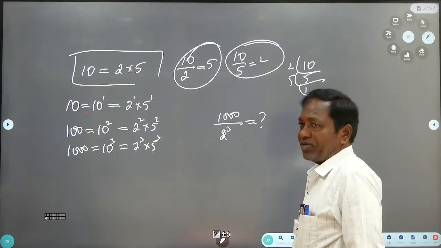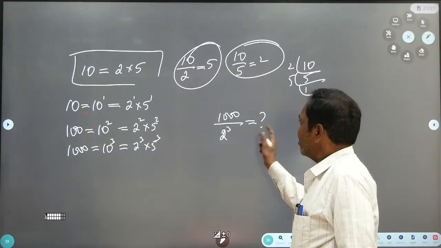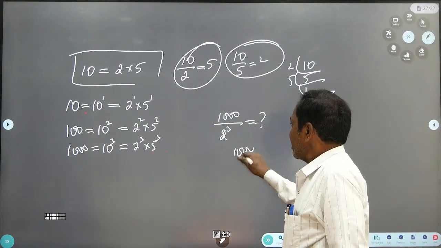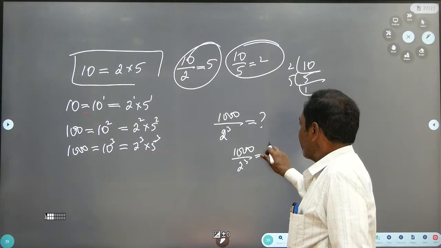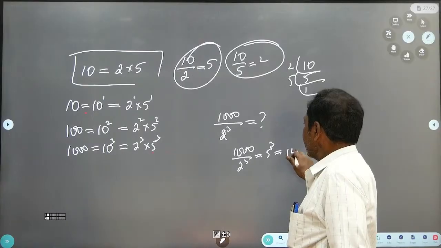Like that, questions are possible. What is the value? See, 10 to the power of 2 cube means it is 5 cube. 5 cube means 125.